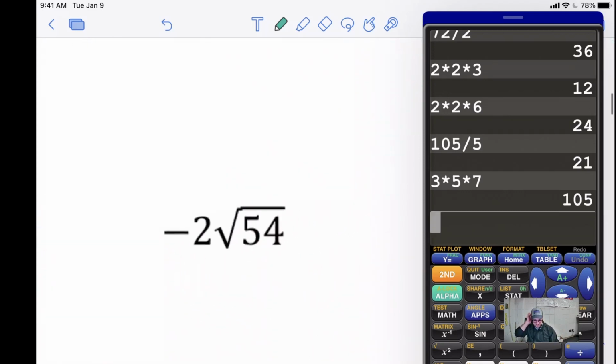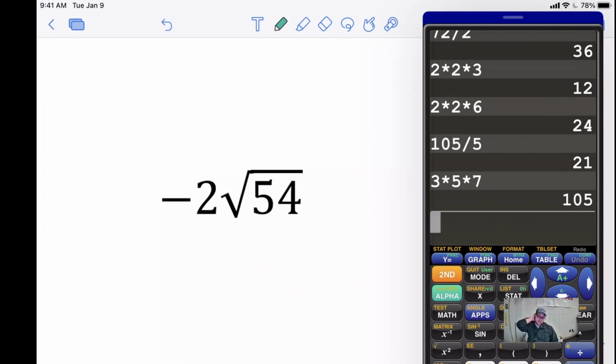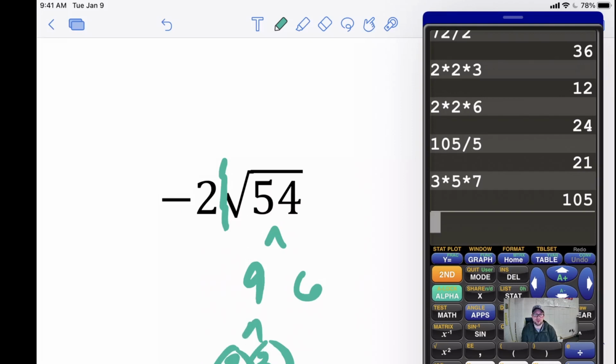I'm betting you're looking at this one and saying, Block, what the heck do we do with that negative? And I get that. It's nothing to actually worry yourselves about. So let's look at this for a minute. When we break this down, we're just going to forget about the 2. So we're going to come over here and we're going to break down 54. So 54 will be 9 and 6. And 9 is 3 and 3. And those are ending numbers, so we'll circle them. And then 6 is going to be 3 and 2. So we'll circle them too.